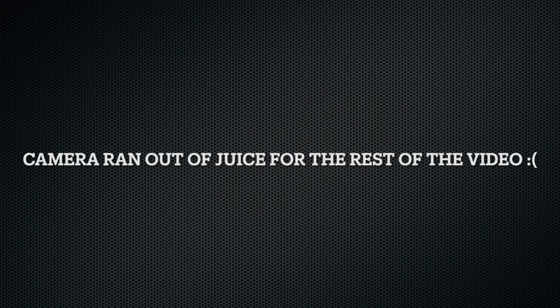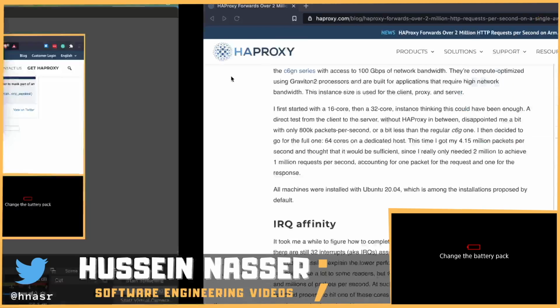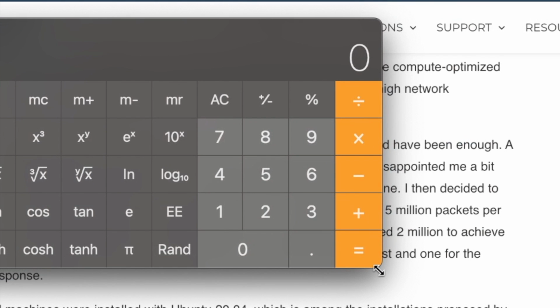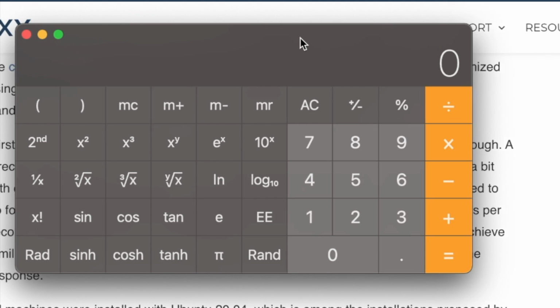So let me open the calculator here and do some math. Let's open the calculator. Can we make this bigger? This is as big as it gets. All right. How big is a packet really?